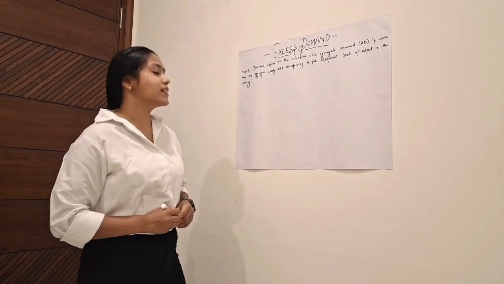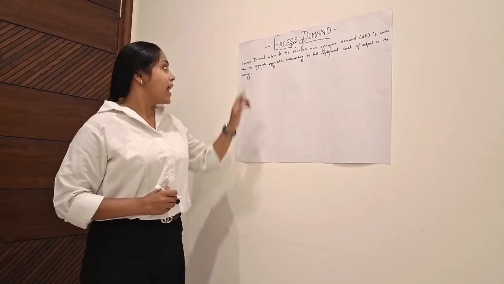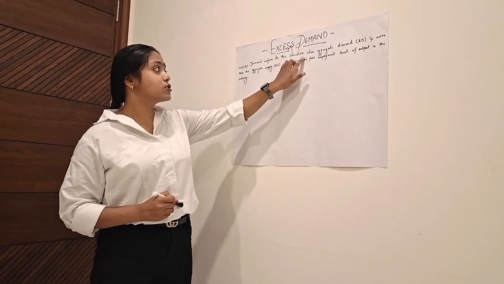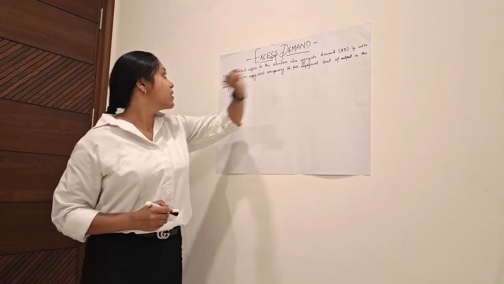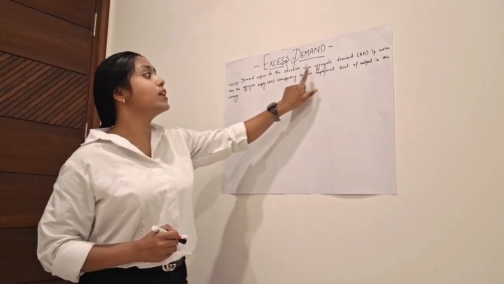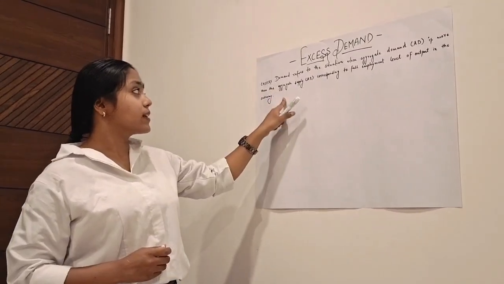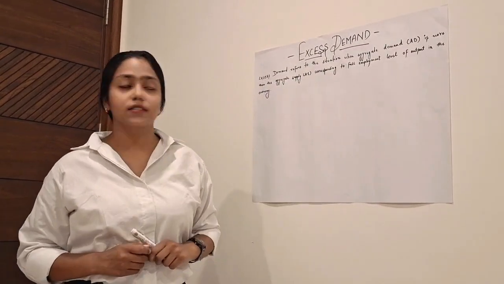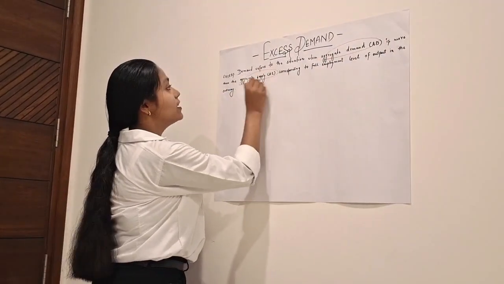Starting with our topic today, that is excess demand. So what does the term refer to? Excess demand refers to the situation when aggregate demand, that is AD, is more than the aggregate supply, that is AS, corresponding to full employment level of output in an economy.